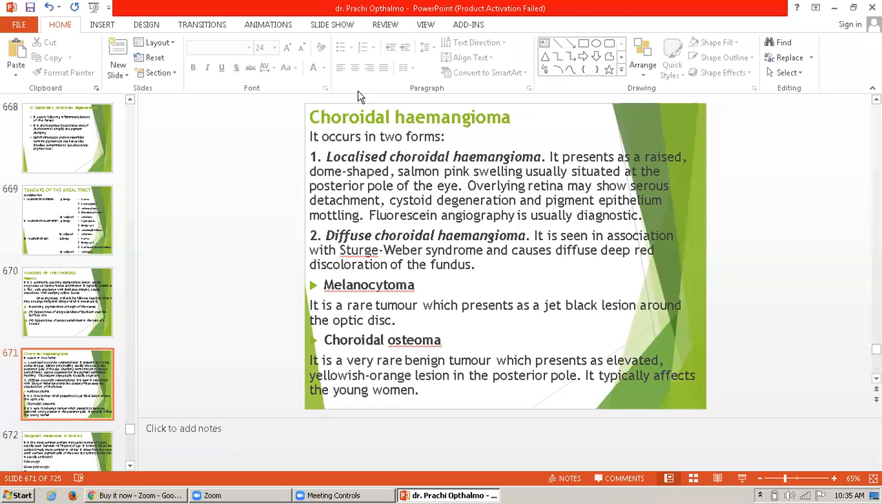So this is all about choroidal hemangioma, and in that there are two forms, localized choroidal hemangioma and diffuse choroidal hemangioma. Then we have studied melanocytoma, which is a rare tumor presenting as a jet black lesion around the optic disc, and choroidal osteoma, a very rare benign tumor presenting as an elevated yellowish orange lesion in the posterior pole, which typically affects young women.